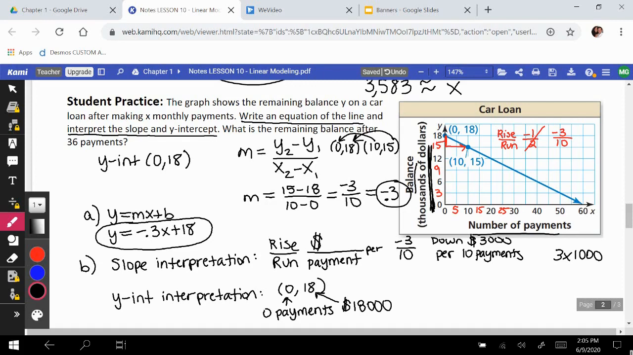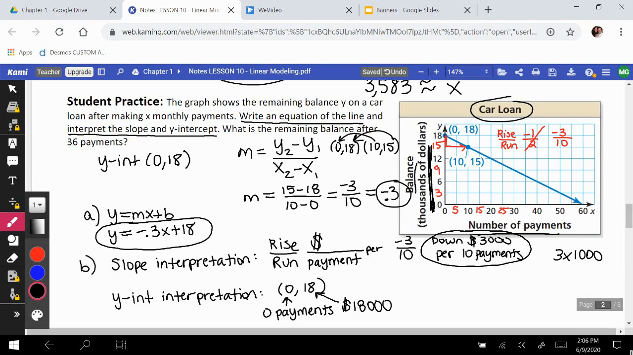Let's just think about this. We're dealing with a car loan. When you buy a car, you're going to owe a lot of money on it, right? And then as you start making more and more payments, the balance that you have remaining goes down. So when you haven't made any payments yet, the car was $18,000. That's why with the slope, it's so important to know that every time you're making 10 payments on it, the amount that you have left to owe is going down by $3,000.